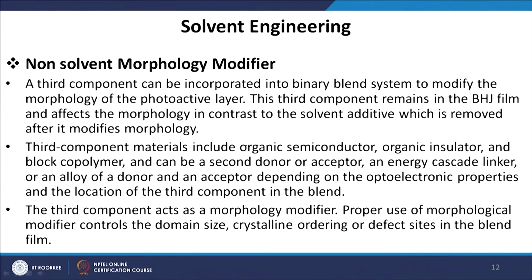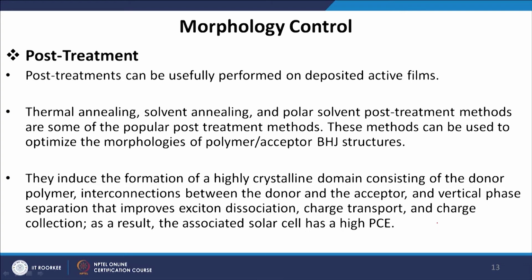The third component acts as a morphology modifier. Proper use of a morphology modifier controls the domain size, which is very important, and the crystalline ordering or defect sites in the blend films. We do not need a lot of defects. If there are a lot of defect states, that means there are a lot of trap states, which leads to electron-hole recombination. So, to minimize this we add this third component. Well, as I mentioned, there are several other techniques, for example, post treatment.